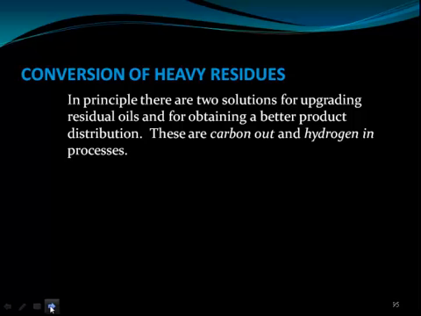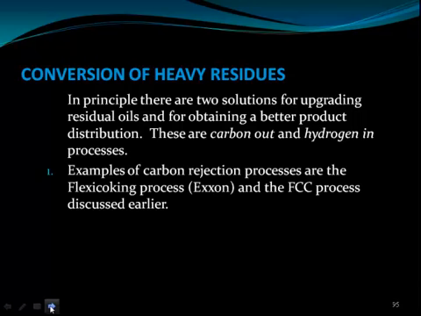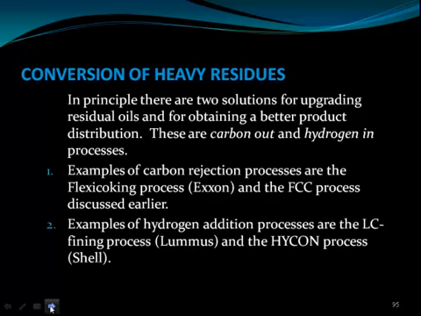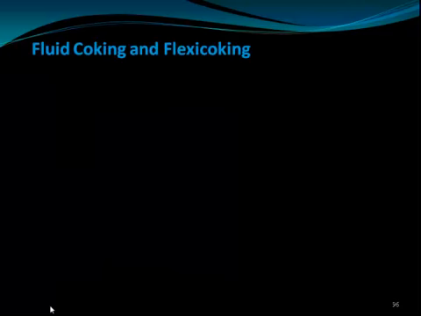In principle, there are two solutions for upgrading residuals to obtain a better quality distribution. These are carbon out and hydrogen in processes. Examples of carbon rejection processes are the Flexicoking process by Exxon and the FCC process discussed earlier. Examples of hydrogen addition processes are the LC-Fining process by Lummus and the HYCON process by Shell.